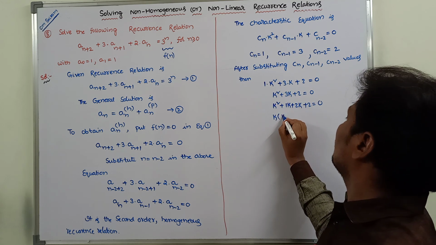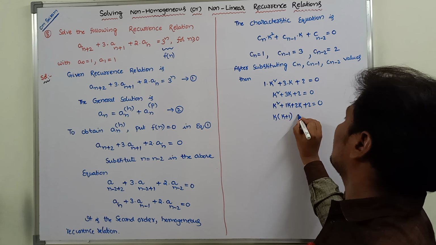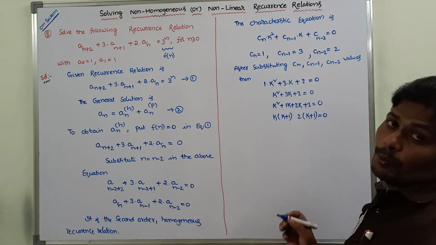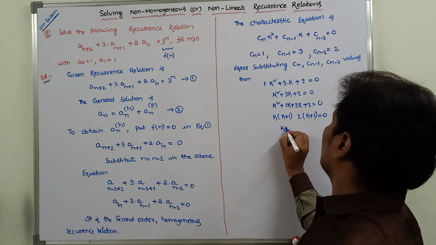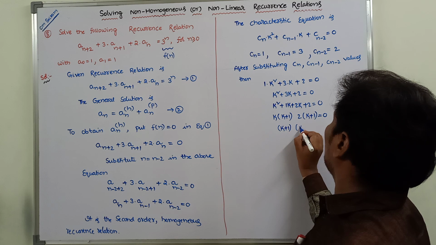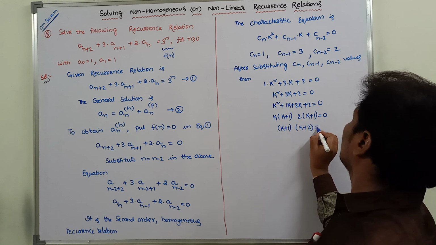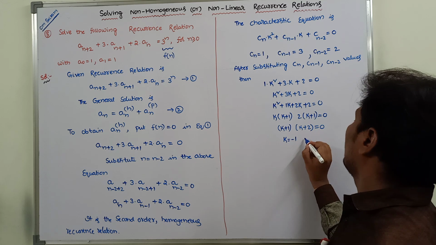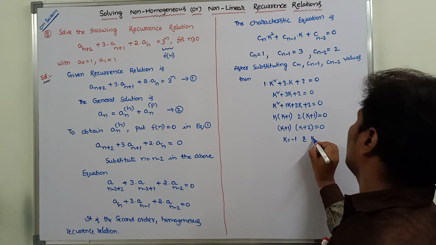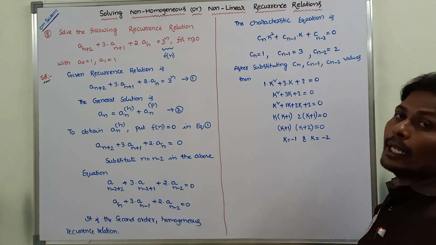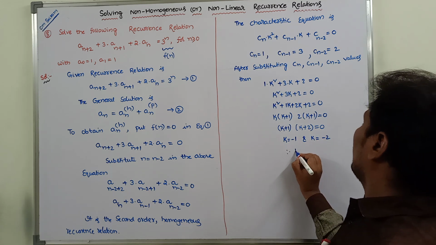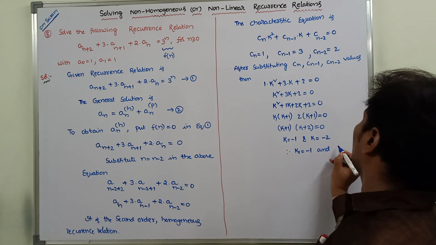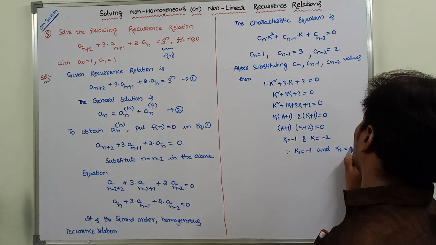k is common, then we are getting k plus 1. Here 2 is common, then we are getting k plus 1 is equal to 0. Now we are getting k plus 1 and k plus 2 is equal to 0. Now we are getting k is equal to minus 1 and k is equal to minus 2. Okay, so therefore k1 is equal to minus 1 and k2 is equal to minus 2.